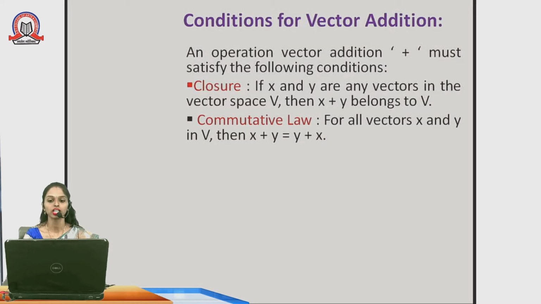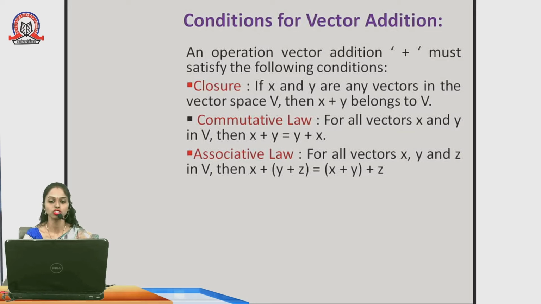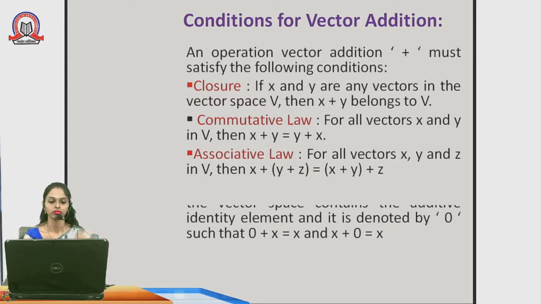Next we see the commutative law property. That is, for all vectors x and y in V, x plus y is equal to y plus x. Third property is the associative law. Associative law means for all vectors x, y and z in V, take 3 vectors, then (x plus y) plus z is equal to x plus (y plus z).